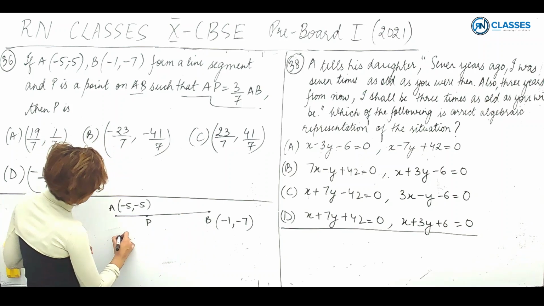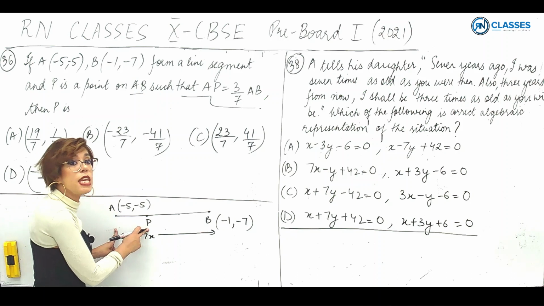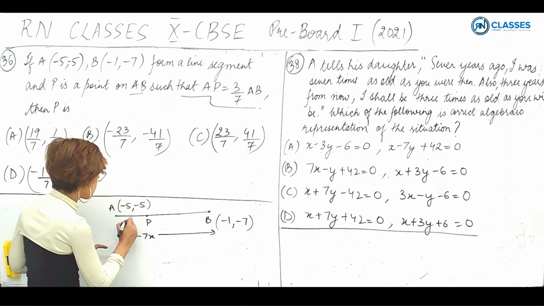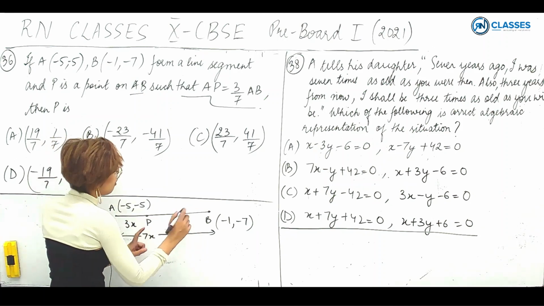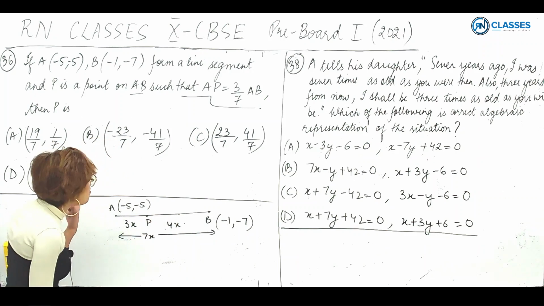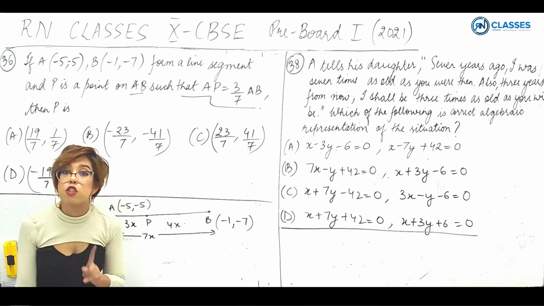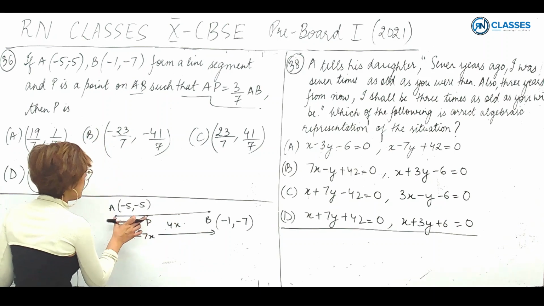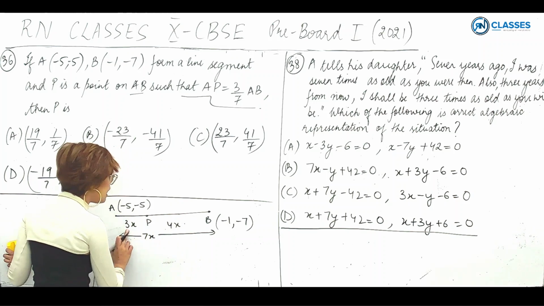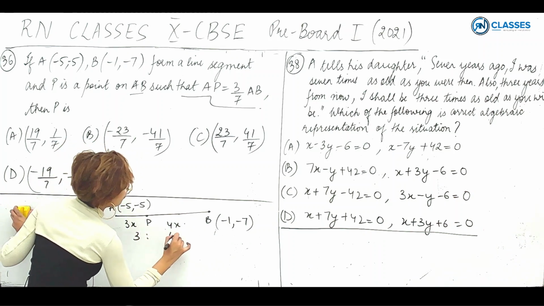Right? Now if I take my AB to be 7x, AP will be 3x. 3 by 7 of 7x is 3x. That means this is 4x. Why did I do that? Because I'm interested in the ratio this is to this. Because I can use the section formula. So this ratio, AP to PB, I get 3 is to 4. Right? 3 is to 4.